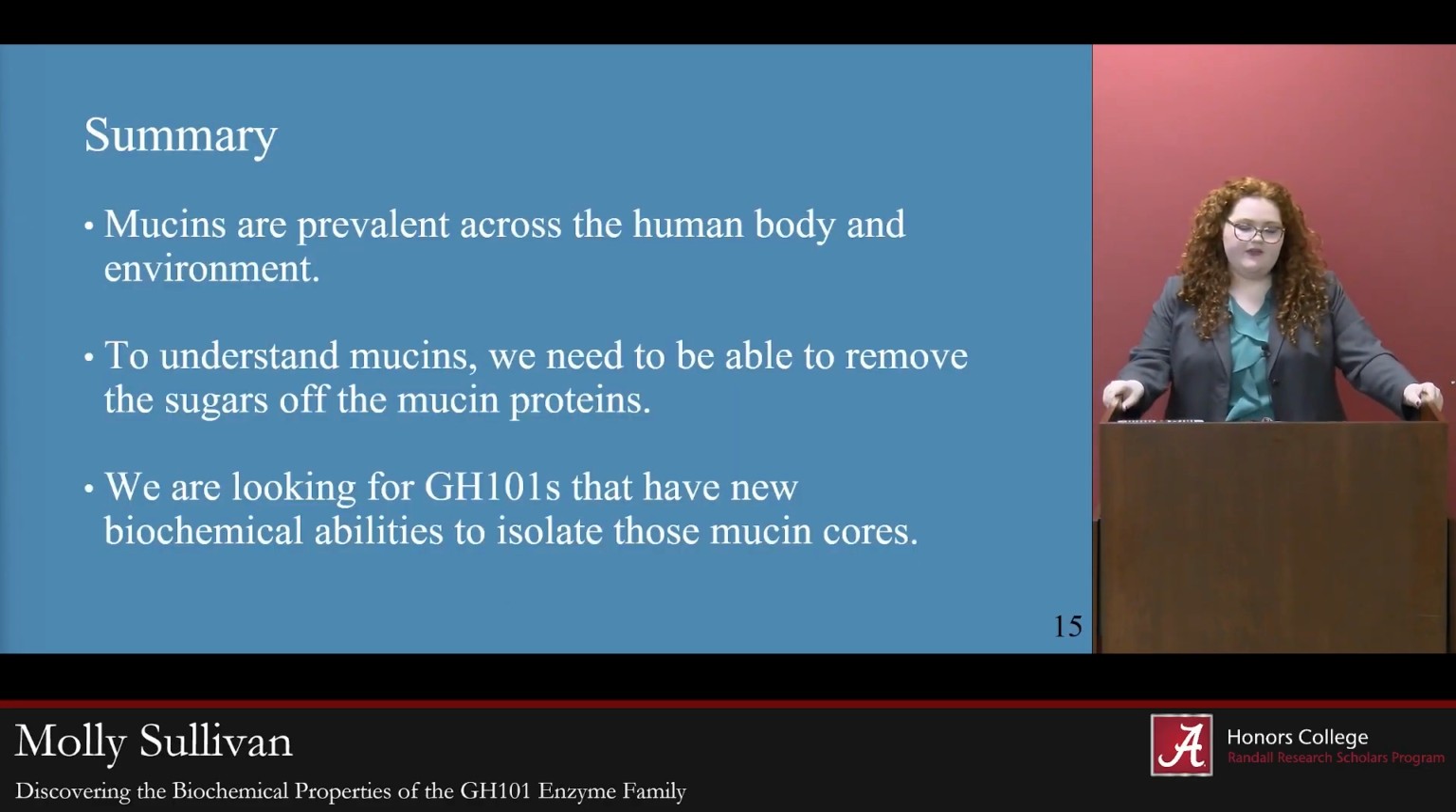And so in summary, mucins are prevalent across the human body and environment. To understand mucins, we need to be able to remove the sugars off the mucin proteins. And in order to do that, we are studying GH101s. These GH101s might be able to cleave these sugars off of these mucin proteins, and then we would be able to isolate the mucin cores and study them, and then apply that to different areas of research.